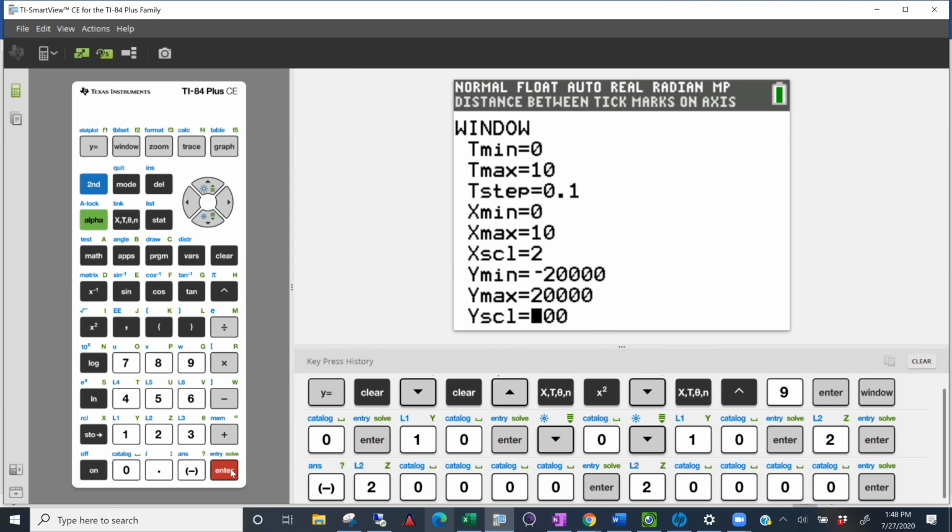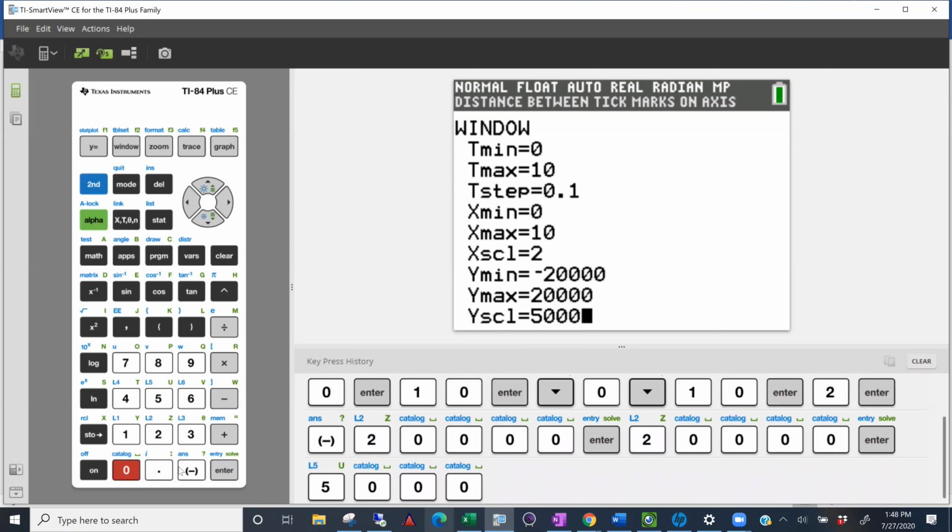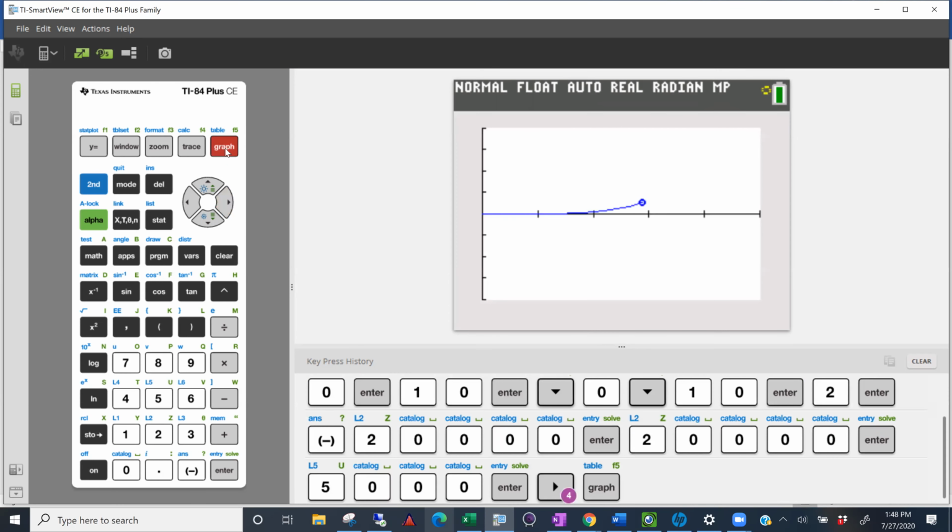Now, Y scale. How often do you want to see a tick mark? If I left it here, my graphing calculator would try to cram 400 tick marks from north to south. Probably don't want to leave it there. Let's jump up to 5,000, so every tick mark on the y-axis represents a unit of 5,000. With these settings, I think I'm ready to roll. Let's hit the graph key and see what we get.